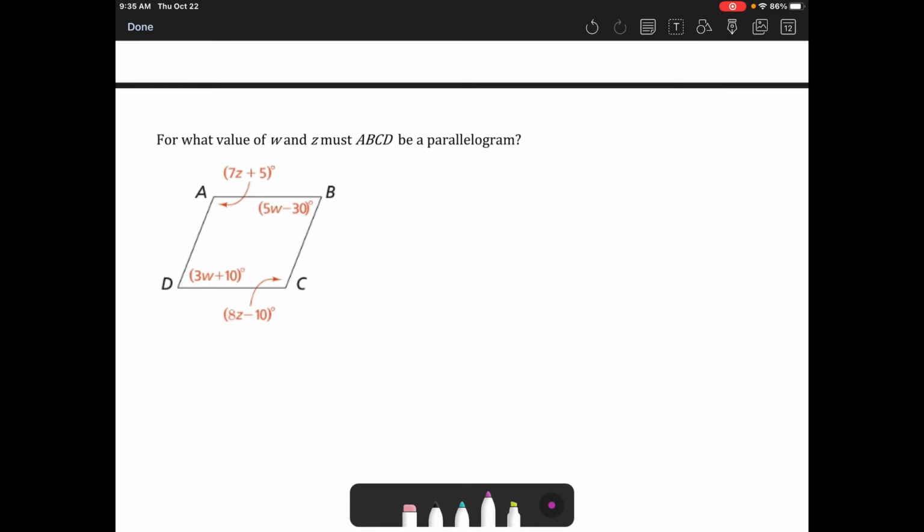For what values of w and z must ABCD be a parallelogram? So remember that opposite angles are congruent.